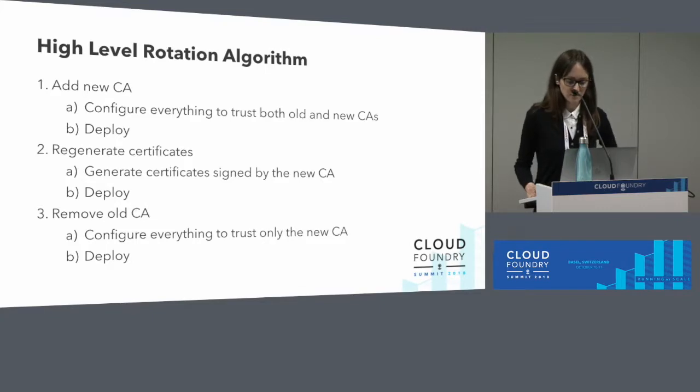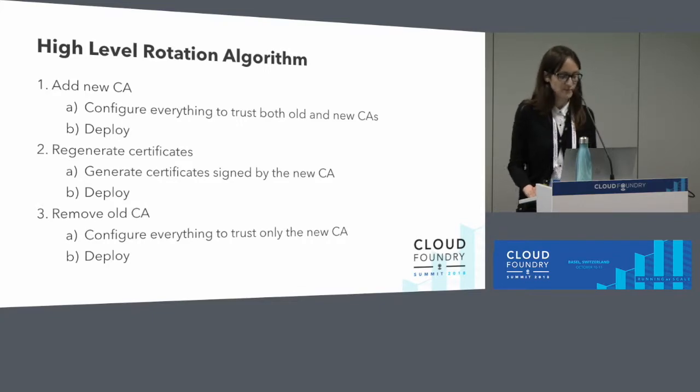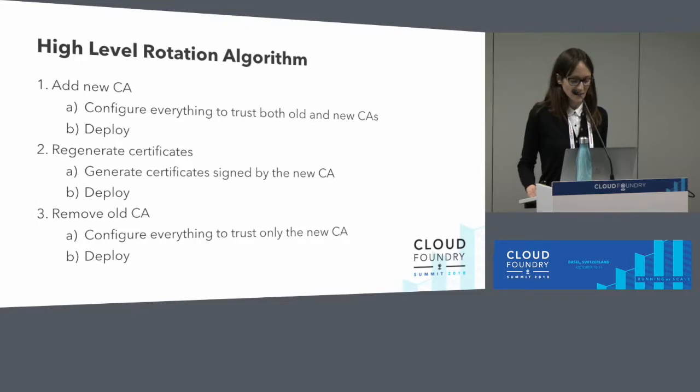So if you consider, for example, Diego API, which is also known as BBS, which is trying to talk to the service that it's using for locks, which is called Locket. Both of these services are deployed together on a single VM, and that VM has two instances. So you could imagine if you're trying to update CAs and certificates at the same time, you will end up with a situation where one of the VMs will have all the new stuff and one of the VMs will have all the old stuff, and your high availability will be broken. So in fact, in this case, I believe Diego prevents you from that kind of situation by just failing to start up. So you will have a failed deployment in that case.